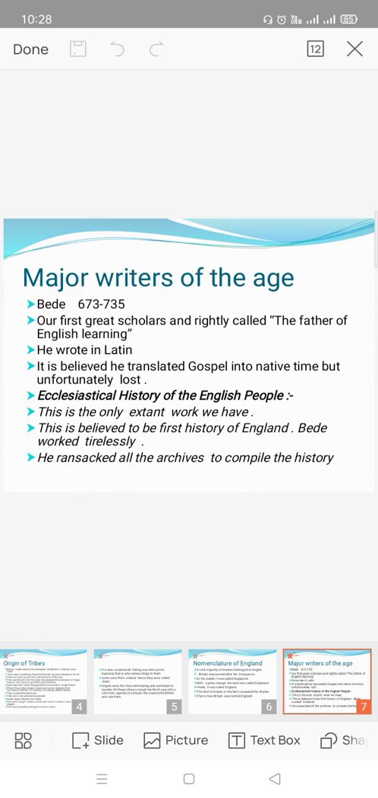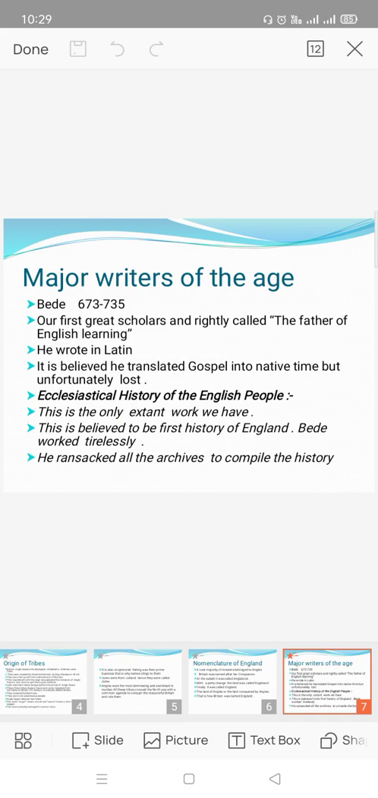William Bede. Some people call it Bede, some people call it Bede. The biographical information is very scanty, but he is regarded as our first scholar, and he is rightly called the father of English learning. Bulk of his work was written in Latin. It is believed he translated the Gospel into the native language, but unfortunately it is lost.